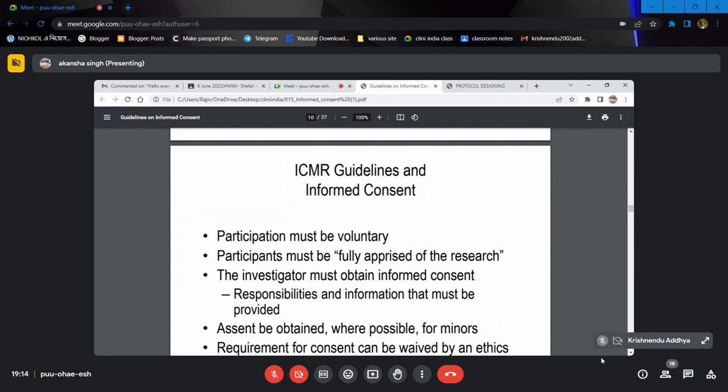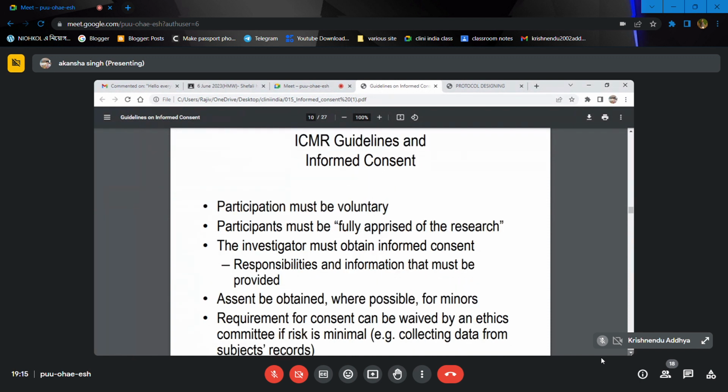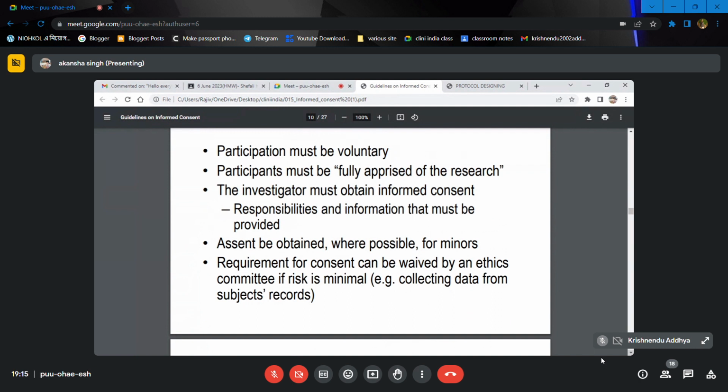For that, they have to be trained for the particular indications. They have to get knowledge about how to counsel the subject. Such things are involved when we say the investigator must obtain informed consent. Assent must be obtained where possible for minors. Assent means if there are minors, some kids, on whom you want to conduct a study, you have to get permission from their LAR. What is LAR? Your legally acceptable representative, their parents or guardians.